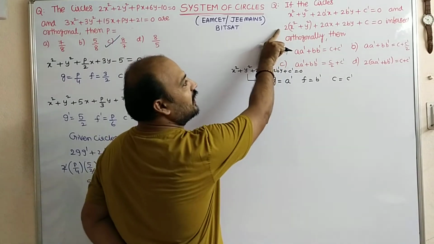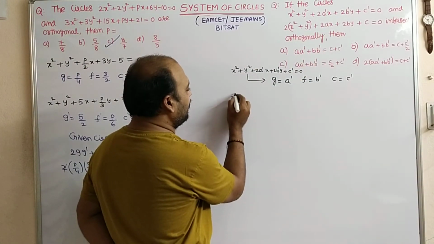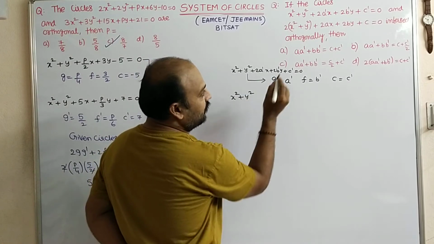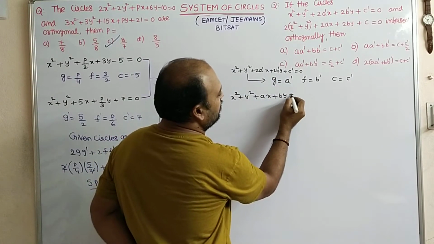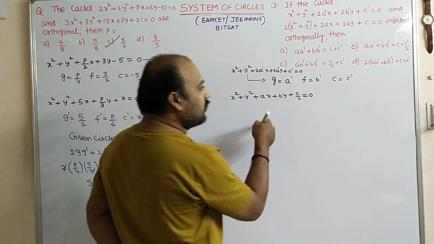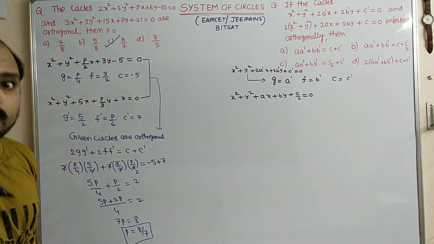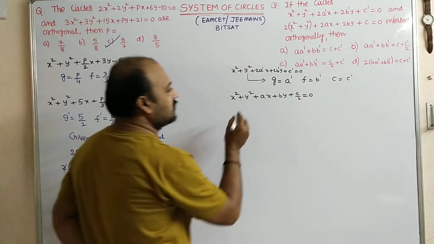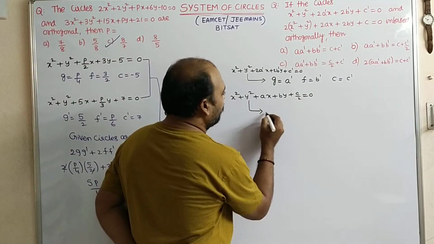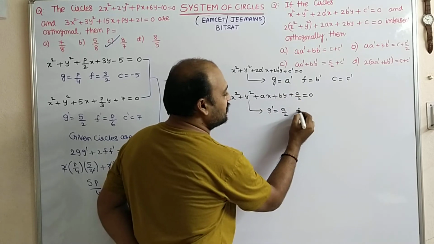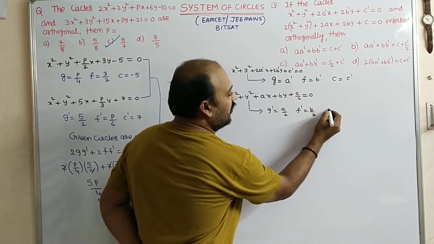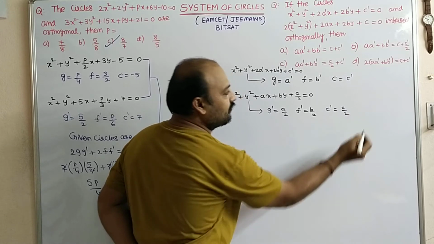Come to the second circle. Directly I am dividing with 2. It will become x square plus y square plus ax plus by plus c by 2. This equation you have to compare with x square plus y square plus 2g dash x plus 2f dash y plus c dash. So from here, g dash equals a by 2, 2f dash equals b, meaning f dash equals b by 2, and c dash equals c by 2.